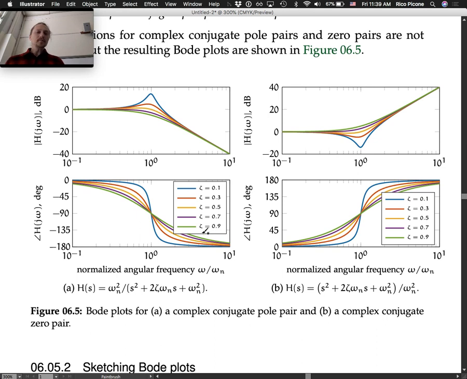Notice that I have a scaled horizontal axis again, right? This time I'm dividing omega by omega n. Omega n is the natural frequency of the second order system.